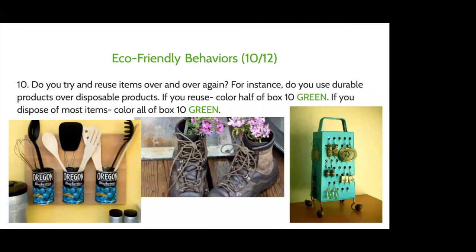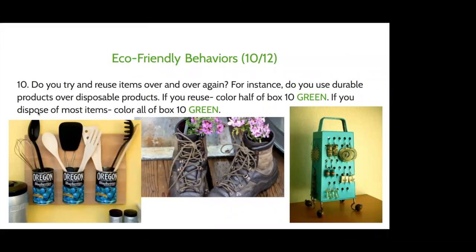Number 10, do you try and reuse items over and over again? For instance, do you use durable products over disposable products? If you reuse, color half of box 10 green. If you dispose of or throw away most items, color all of box 10 green.